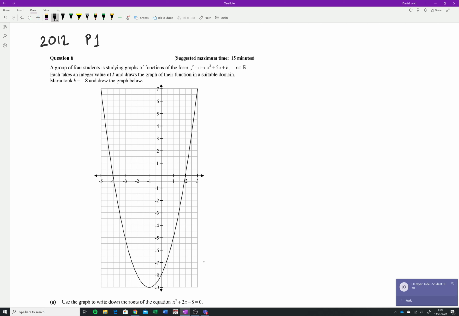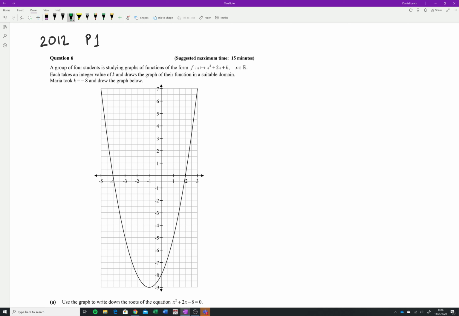I was just confirming it was the right one because that was a year of transition for Project Maths. There was one paper for some group of students and a different paper for others. So just confirming that that's the case. Anyway, this is the one that we'll do.